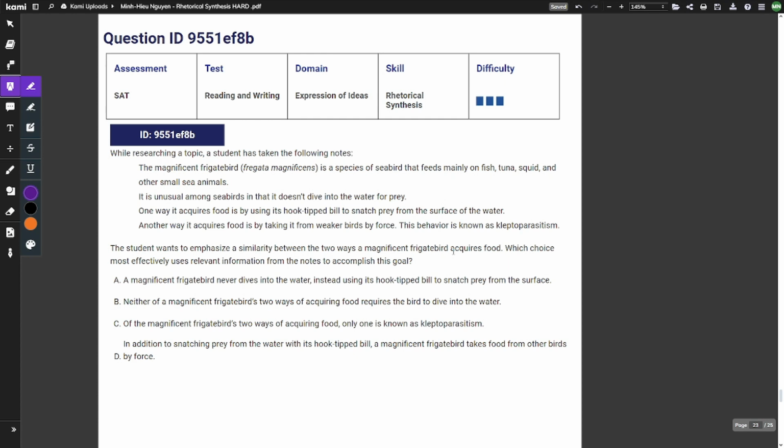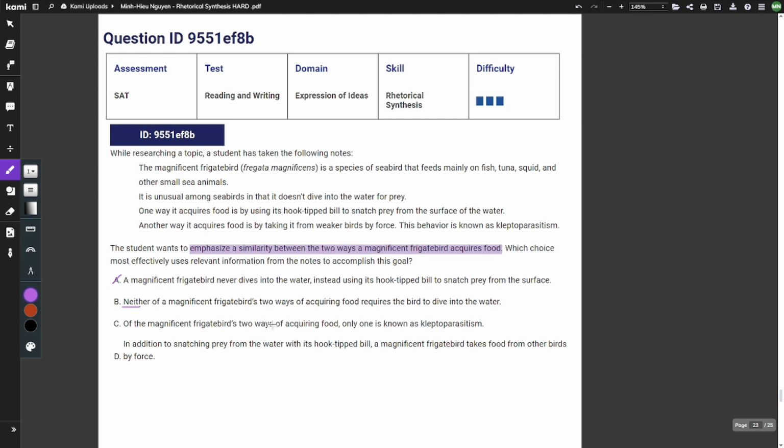Question number 23. Let's see what the task is, and it's to emphasize a similarity between the two ways a magnificent frigate bird acquires food. Now, whenever you're finding a similarity, you're either going to see the words both or neither. So let's move on to your answer choices. A. A magnificent frigate bird never dives into the water, instead using its hook-tipped bill to snatch prey from the surface. So this one only talks about one way it acquires food, and it doesn't even talk about similarity between the non-existent second way. So it's not going to be A.